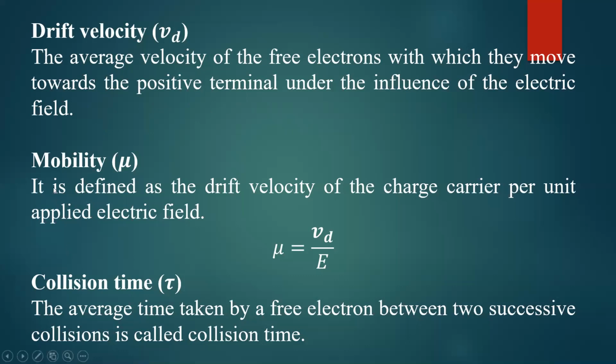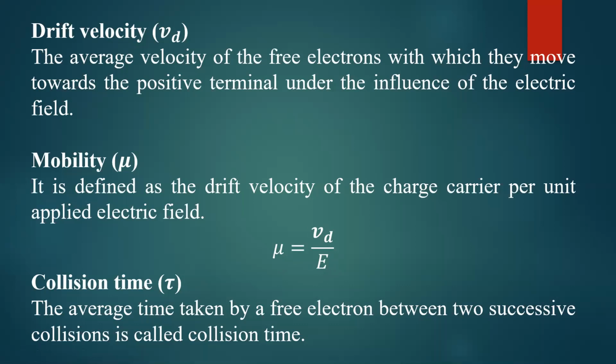Then mobility. Mobility is defined as the drift velocity of the charge carrier per unit applied electric field. Mobility is the drift velocity per unit electric field. So mobility mu is defined as Vd divided by E. What is E here? E is electric field. Drift velocity per unit electric field. Okay, so this is called as mobility.